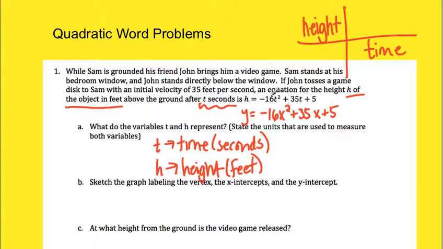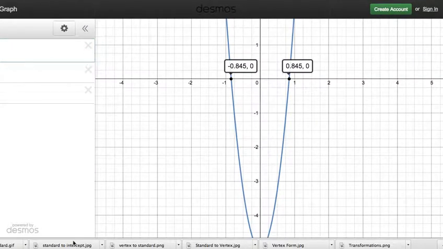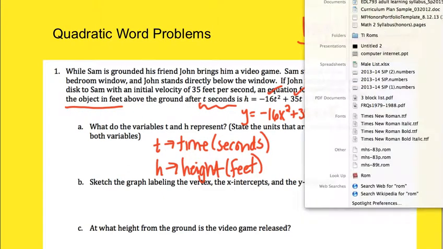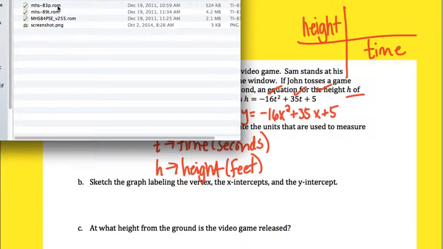Alright, this problem looks pretty big, 16, 35, and 5, so I'm going to show you how to do this in the calculator. Part B asks us to sketch the graph labeling the vertex, the X-intercepts, and the Y-intercept. So we're going to find those on the calculator. Open up your 89 or your 83 if you want to do this with me.